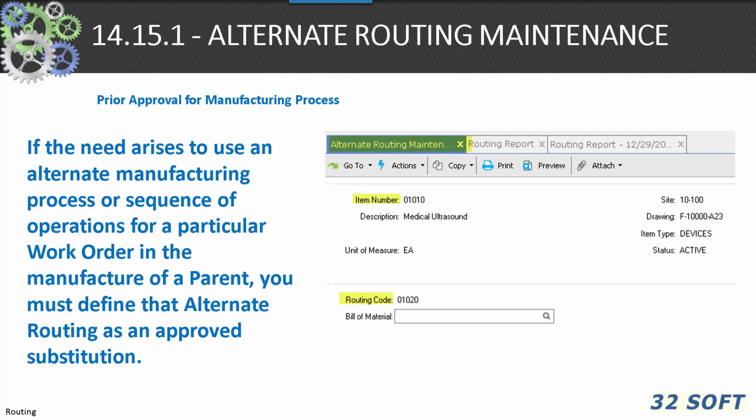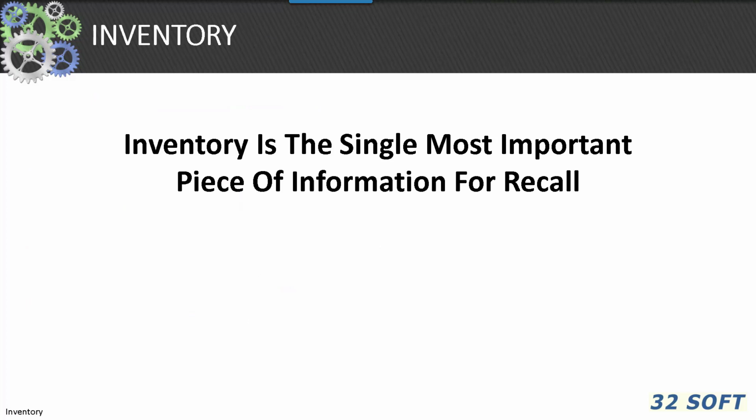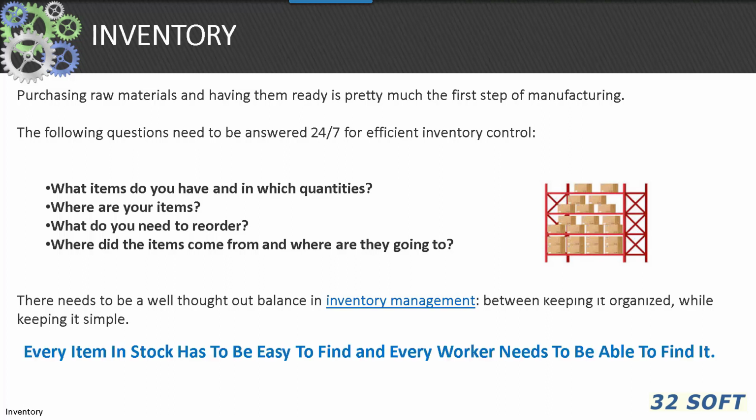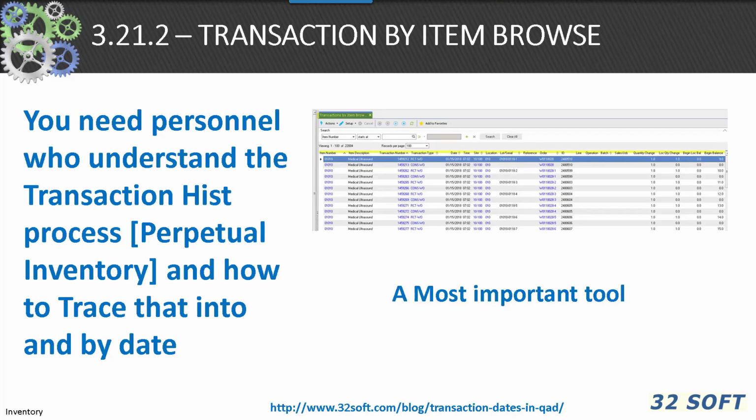14.15.1, if you use alternate routings, you should go ahead and do that for traceability. Inventory is probably the single most important piece of information for a recall. In a recall, inventory answers the questions, what do I have? What have I got? Where are they? What do I need to reorder? Where's the item coming from? Where's it going? Every item in stock has to be easy to find, and every worker needs to be able to find it. It takes a lot of training.